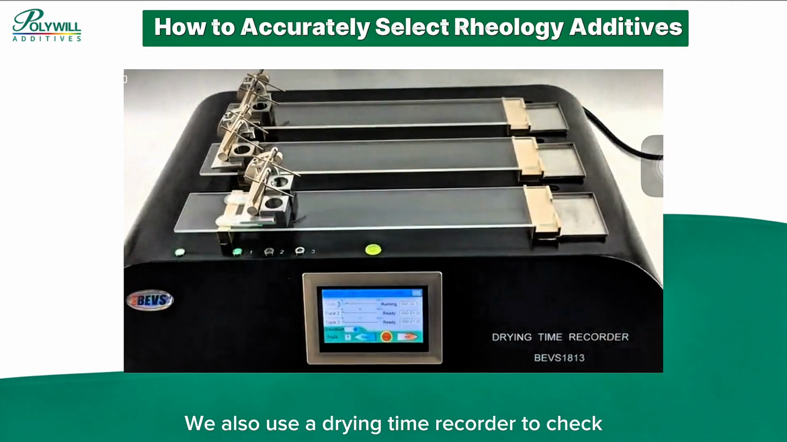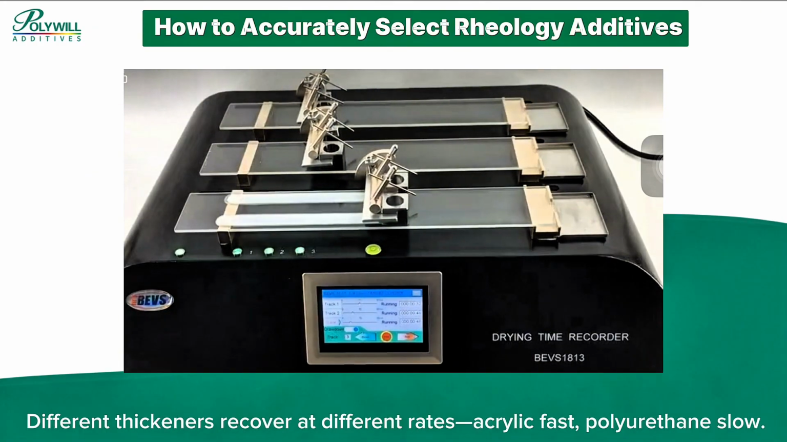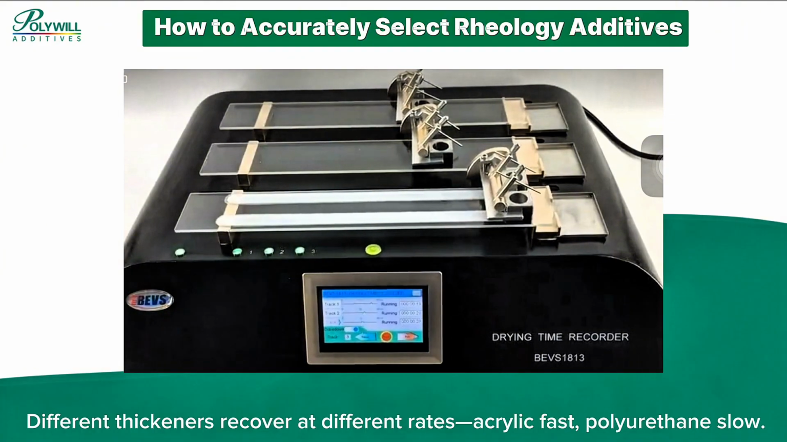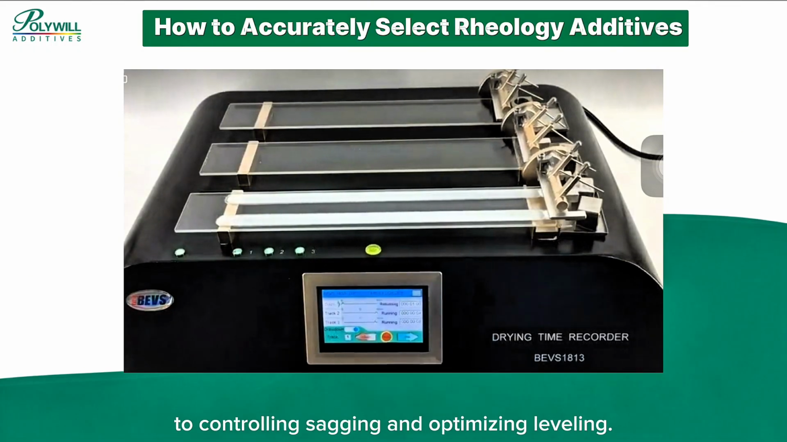We also use a drying time recorder to check whether viscosity recovery aligns with surface drying. Different thickeners recover at different rates. Acrylic fast, polyurethane slow. Coordinating recovery with drying is key to controlling sagging and optimizing leveling.